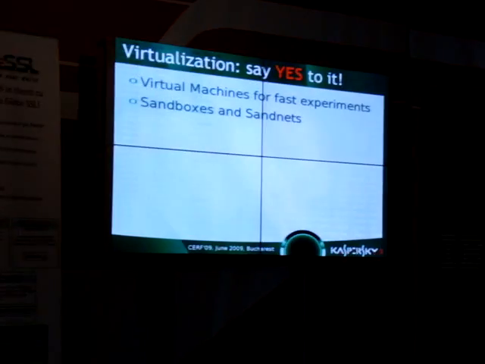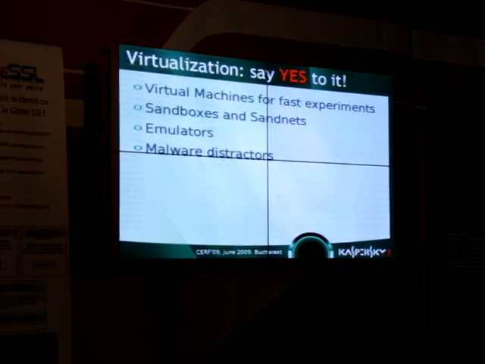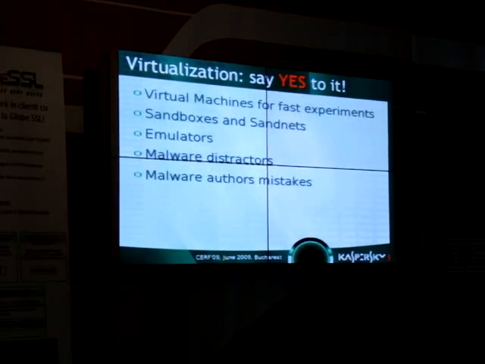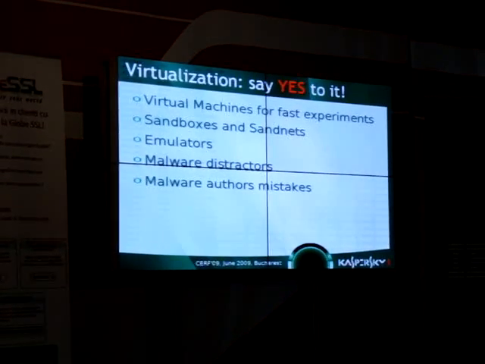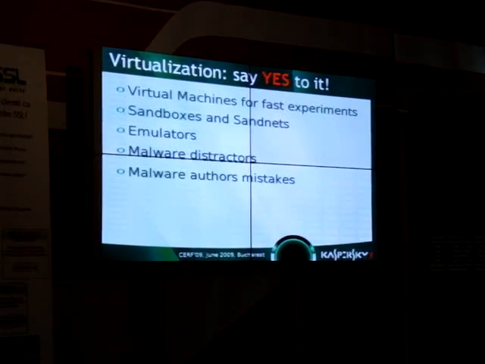Well, I'm missing one slide here, but let me just repeat what I have already said and make another example of using virtual machines in virtualization. So we use virtual machines for fast experiments, for sandboxing and building sandnets, for emulators approaches. So we use malware reflectors, as I said, and also this last thing, malware authors make mistakes because virtualization influences their mindsets, and I will explain you how.